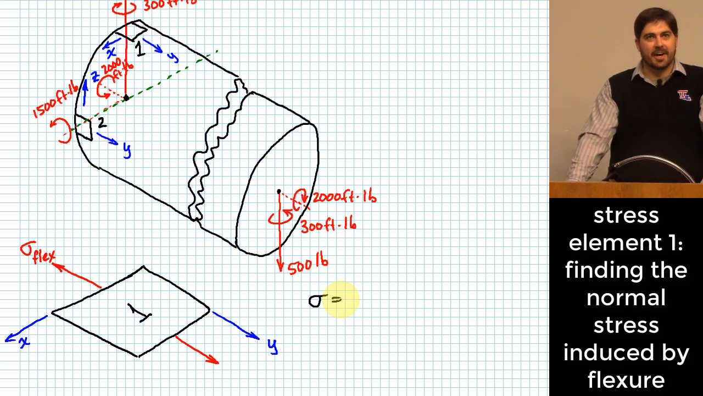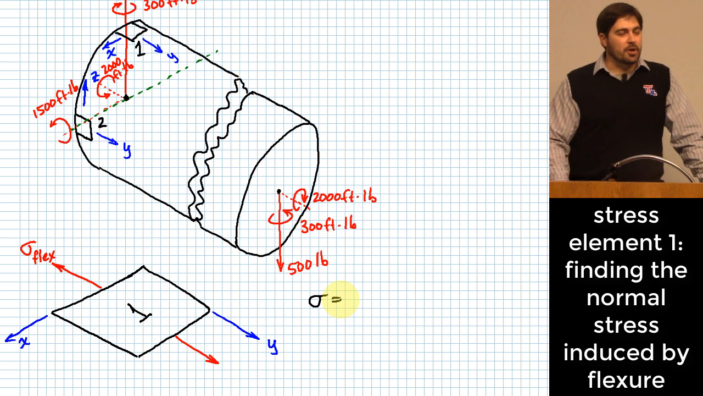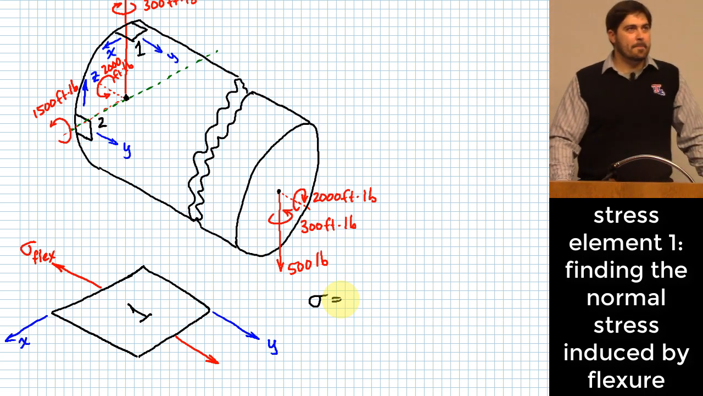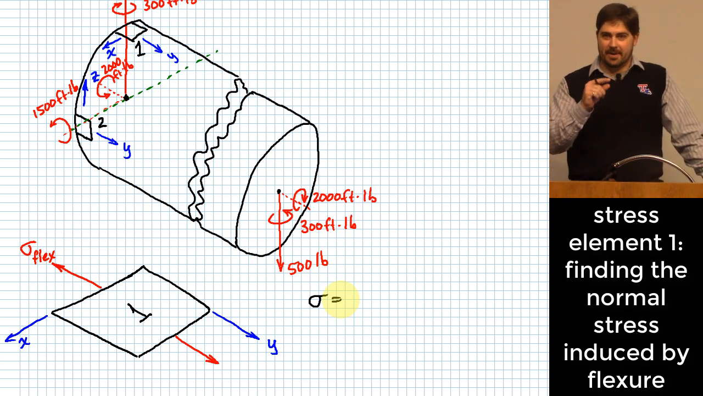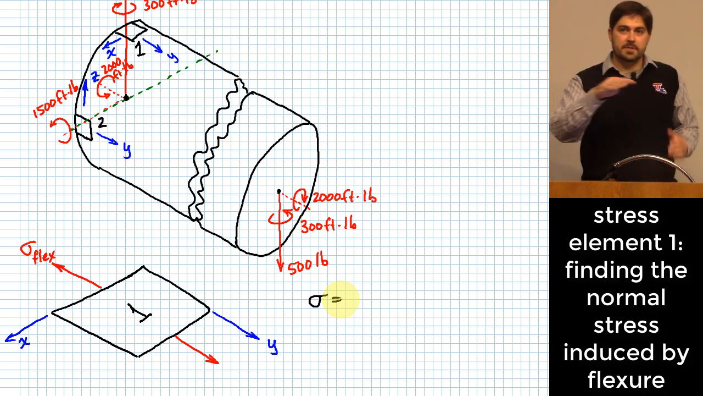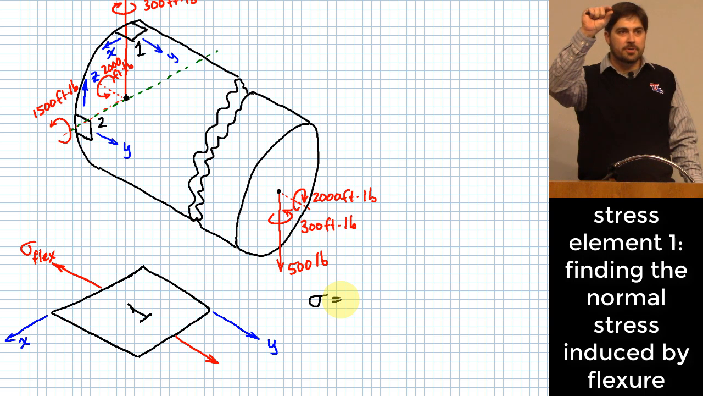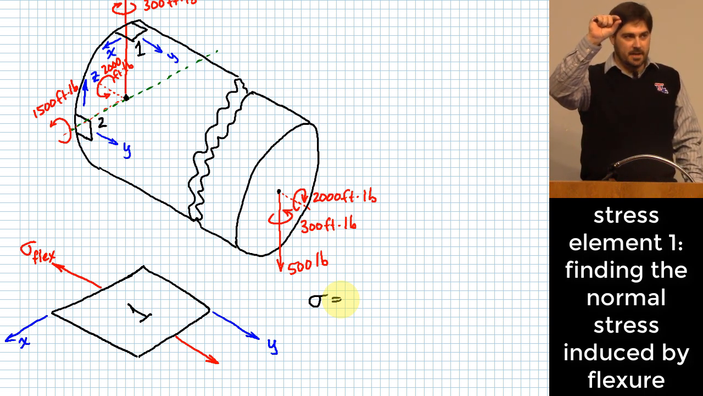We're talking about what kind here? Flexural stress. And what was our equation we typically used for that? MC over I, right? Where M is the bending moment, C is the maximum distance from the neutral axis to the outer fibers, and I is what? Second moment of area, right? For the cross section, yeah.